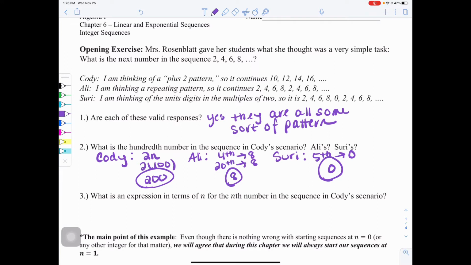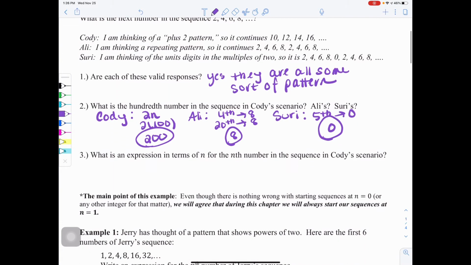Now in number 3, what is an expression in terms of n for the nth number in the sequence in Cody's scenario? Probably you might have struggled with this, so hopefully you did the best you could, but here's what you should have gotten for an answer. And you can see I wrote it up above for Cody. It would be 2n because you're doubling. Okay, he said a +2 pattern. We're going to add this.